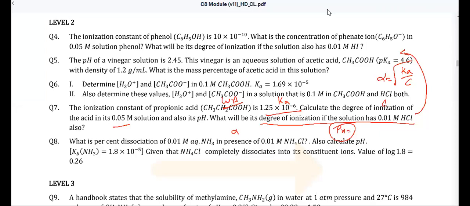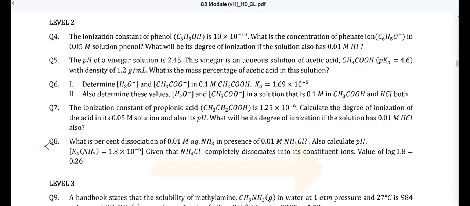Okay, very good everyone. Now let's see question number 8. I hope all of you are getting the concept, right? The first thing that you have to see is what is your component. So again, weak base, concentration C is given, in the presence of NH4Cl. Again, in this case, NH4 plus is the common ion, right everyone?